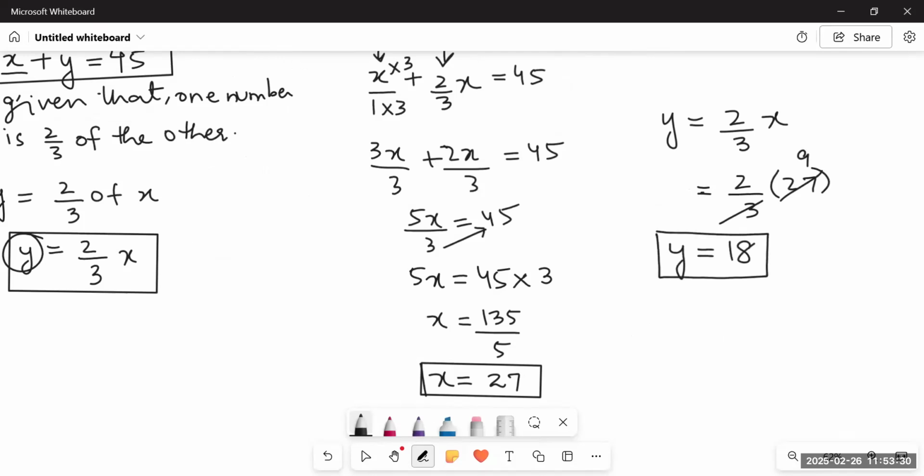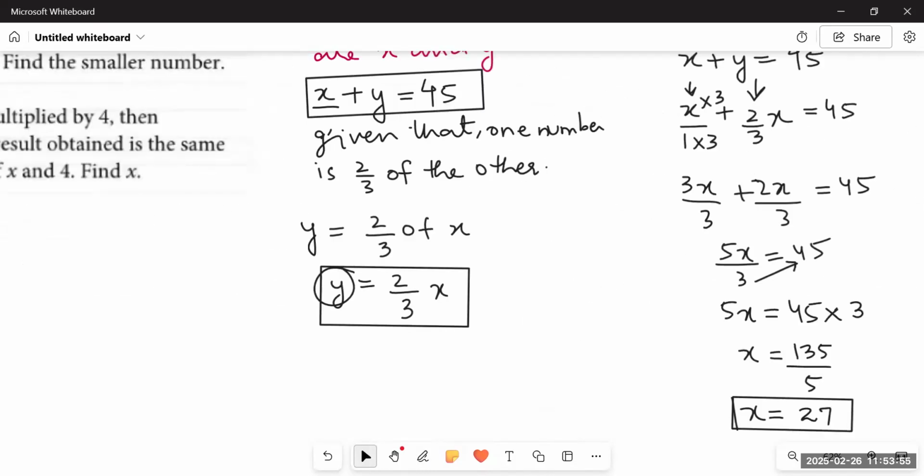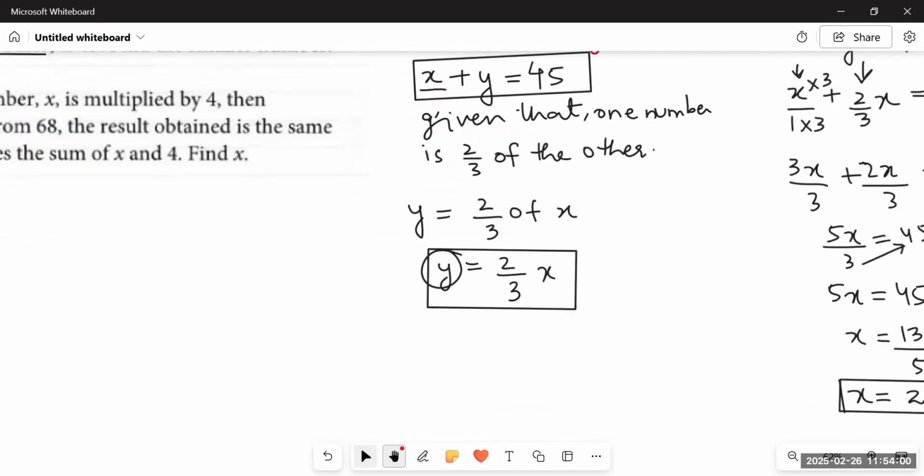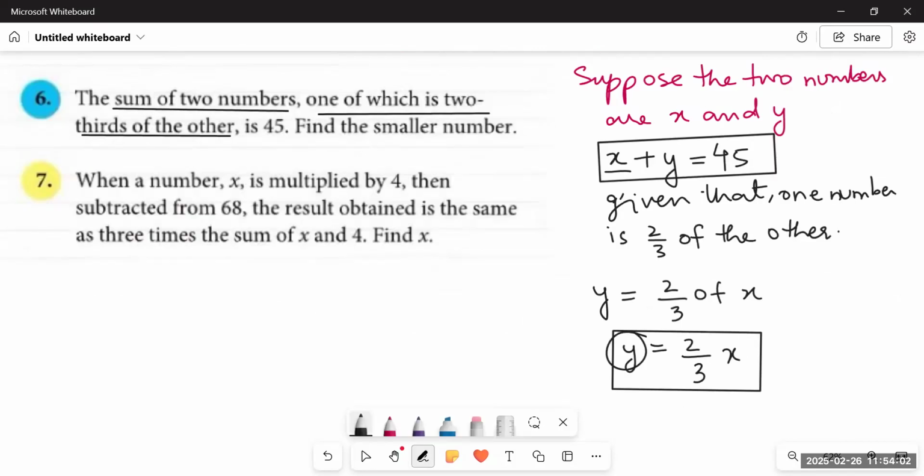It means out of the two numbers having a sum of 45, one number is 27, the other one is 18. If you add 27 with 18, you will get the answer 45, and 18 is 2/3 of 27. So all the conditions are satisfied. We can say that the smaller of the two is 18. If they had asked us to find the greater number, the answer would be 27. But in this case, where we have to find the smallest number, it would be 18.